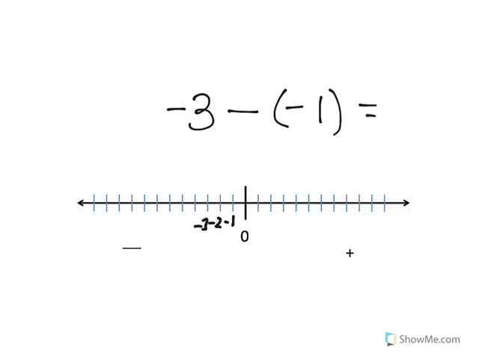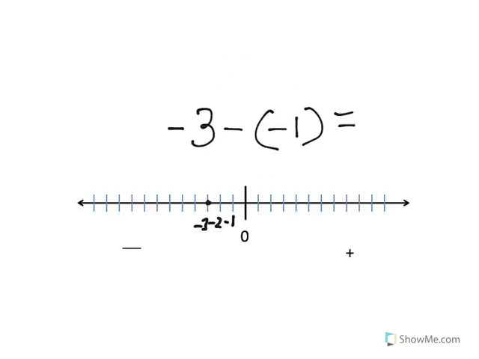If I start here, when I have a negative number minus a negative number, so if I have two negatives here, they become a positive and we add. Si tengo subtract un número negativo, se convierte en la adición. So I move from here, and now I am adding 1. I move here. That is the answer.